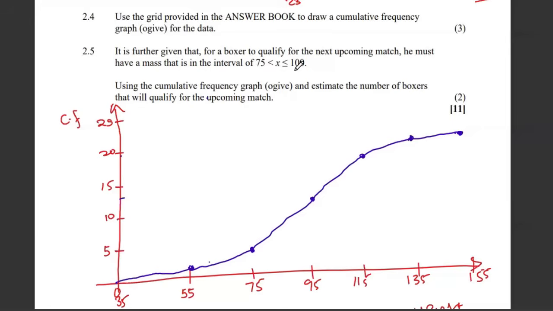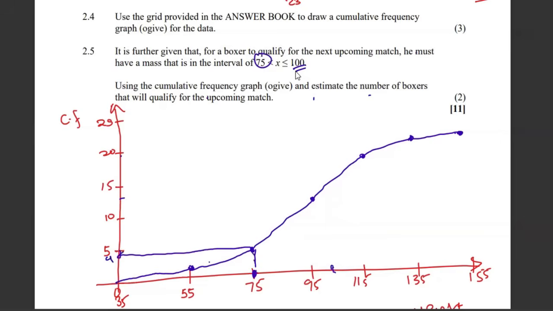And then they're asking us, given that for a boxer to qualify for the upcoming matches, you must have a mass within 75 to 100. So between 75 to 100, up to somewhere there. So using the cumulative, estimate the number of boxers that will qualify for the upcoming matches. So since we know that 75 is going with a 4, because that's what the table gave us, we have 4 boxers at 75.